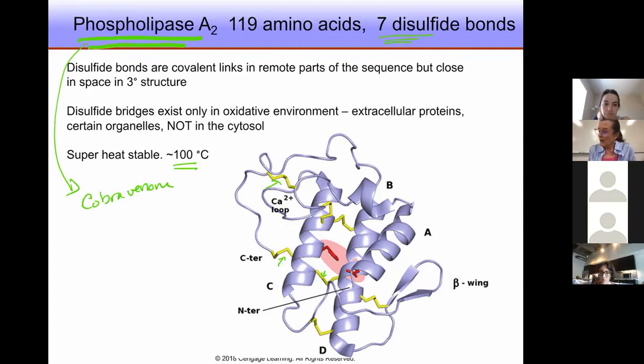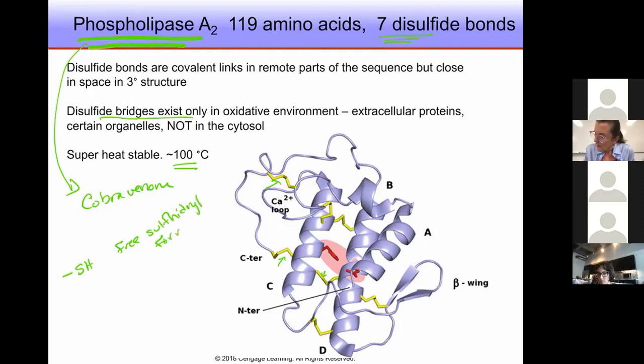Oh, and it's also worth pointing out that with disulfide bridges, the cysteines, when you see them just by themselves, are in the free sulfhydryl form. When they are in a disulfide bond, there are 2 cysteines that come together. This is reduced, this form. When you have a disulfide, it's in the oxidized form.